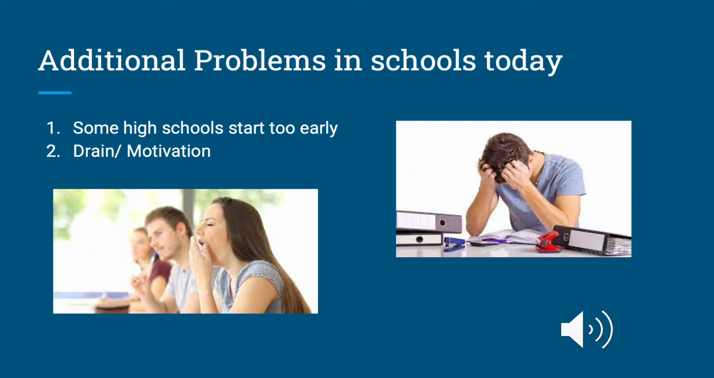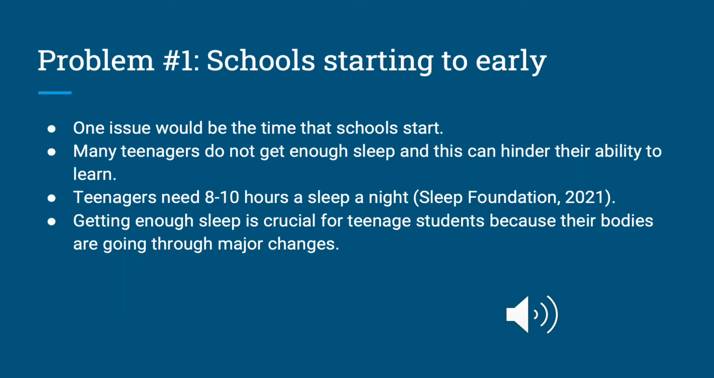So now we're going to go over some additional problems in schools that don't necessarily include technology. Number one would be some high schools start too early, which we'll go into in the next slide. Number two could be drained motivation with current students. Problem one, schools starting too early.